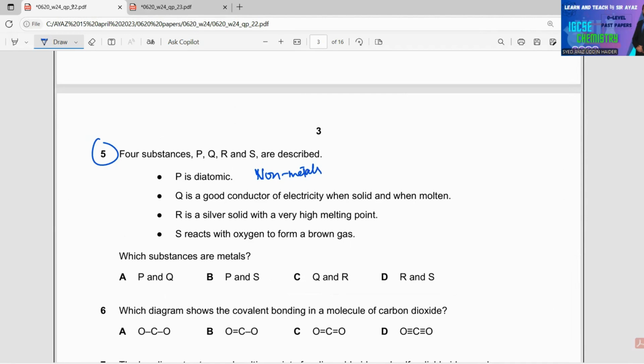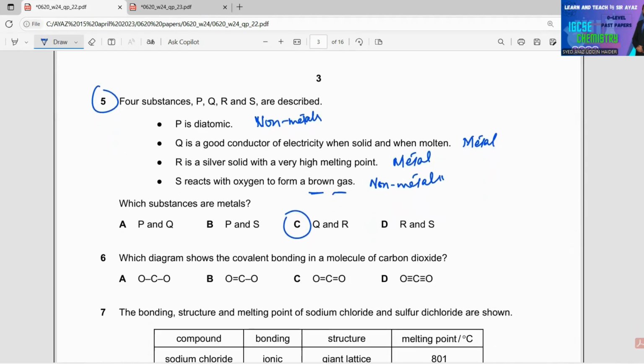What about Q? Q is a good conductor of electricity when solid and when molten. So it can be metal. R is the silver solid with a very high melting point. This can also be a metal. What about S? S reacts with oxygen to form brown gas. It's producing gas, which means it must be a non-metal. So Q and R, C must be the right answer in this case.